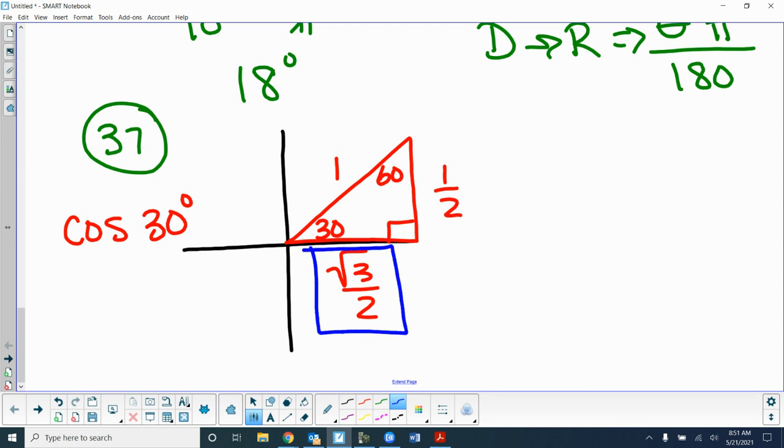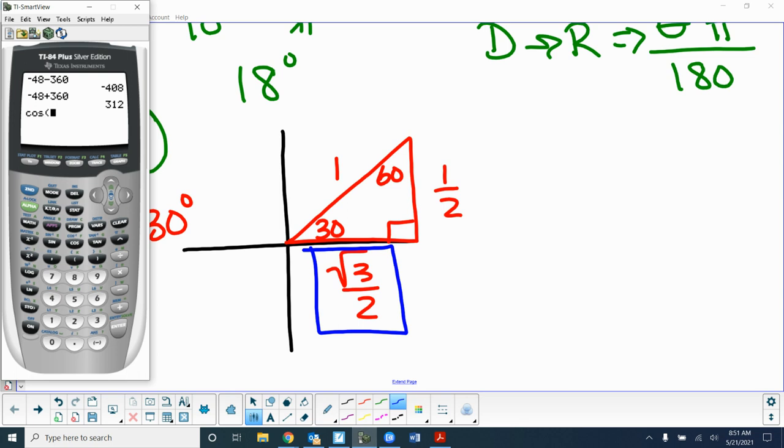Or you can remember adjacent over hypotenuse: adjacent side radical 3 over 2 over 1. What's anything divided by 1? Itself. If you just put cosine of 30 in your calculator, you're not going to get radical 3 over 2. But if you put in the square root of 3 divided by 2, that's what you'll get for a decimal.